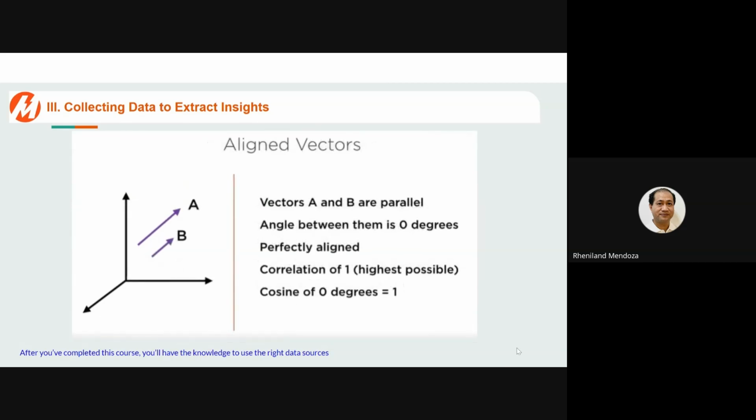Now let's consider two vectors that are aligned. Vectors A and B are now represented in this diagram, parallel to one another, and thus the angle between them is exactly equal to 0 degrees. Now these vectors can be considered to be perfectly aligned, and the data points A and B have a correlation of 1, the highest possible correlation that can exist. So you can think of the cosine of 0 degrees, and you know that it's equal to 1. Cosine of 0 is 1.